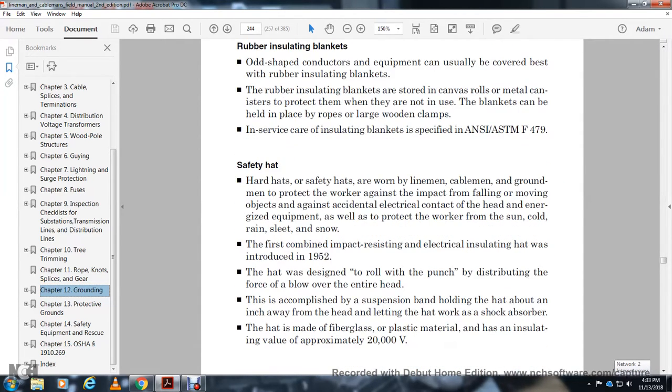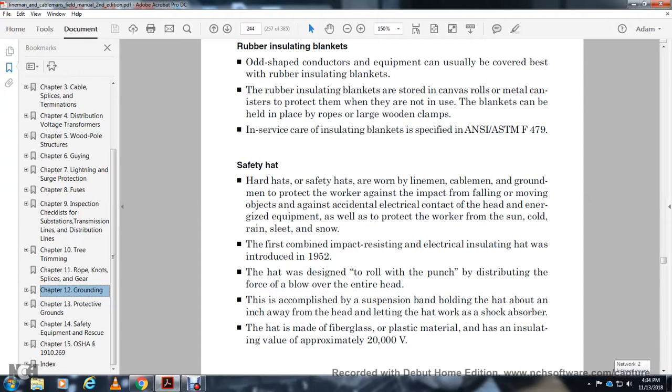Alright, safety hats. Hard hats and safety hats worn by linemen and cable workers protect the worker against the impact of falling or moving objects, against external electrical contact with energized equipment, as well as protecting the worker from the sun, cold, rain, sleet, and snow. The first combined impact resisting, electrical insulation hat was introduced in 1952. It was designed to roll with the punch, distributing the force of the blow over the entire head. A suspension band holds the hat about an inch away from the head, acting as a shock absorber.